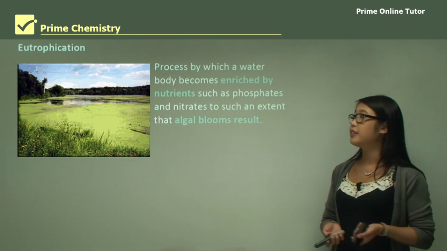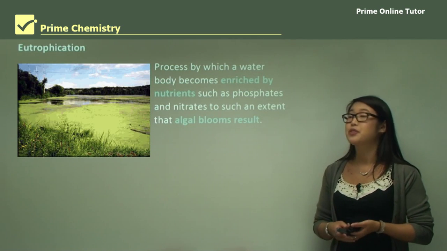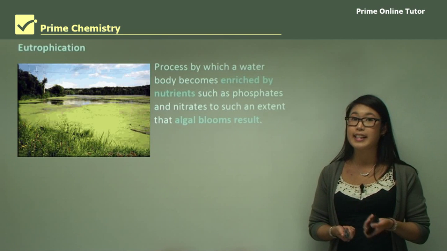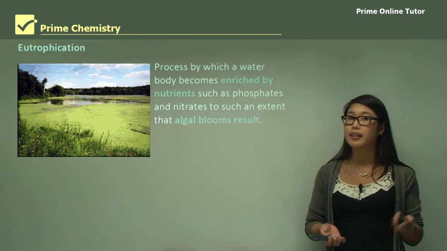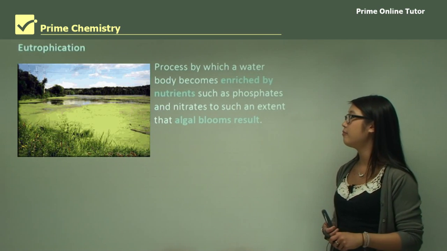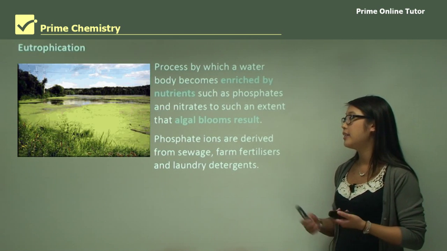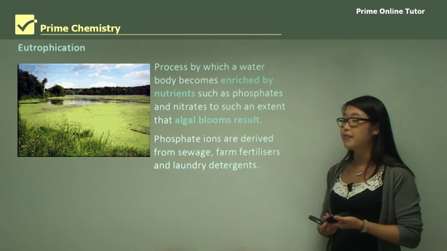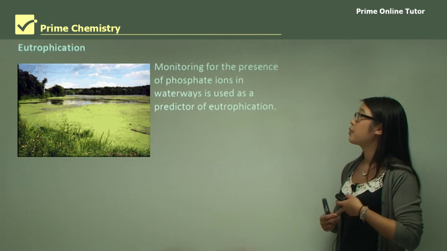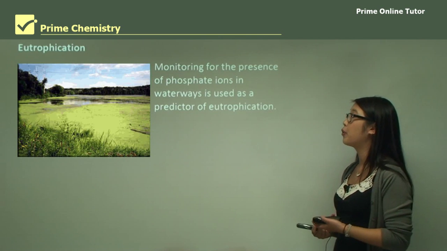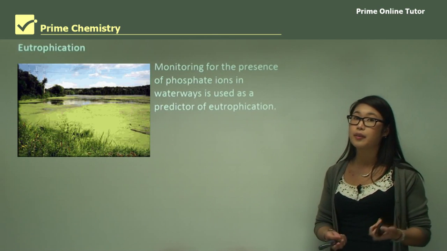So eutrophication is the process by which a water body becomes enriched by nutrients. This can include phosphates and nitrates. And if there's too much in there, it can lead to algal blooms. Phosphate ions are derived from a variety of sources, and these can include sewage, farm fertilizers, and some laundry detergents. So we need to monitor the presence of phosphate in the waterways to predict if eutrophication is going to occur, and if it is, how we can stop it.